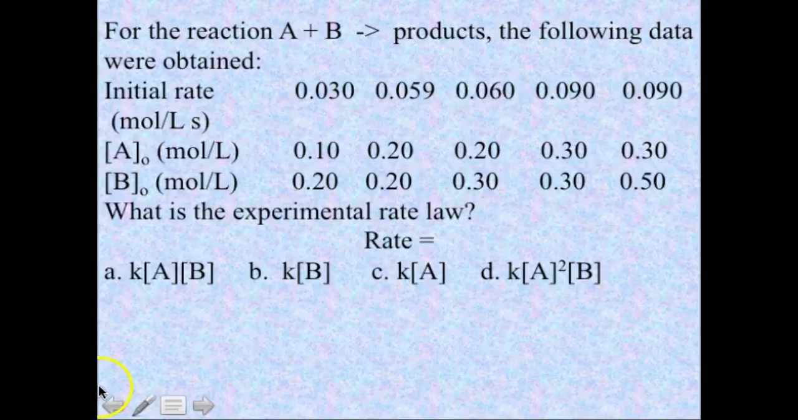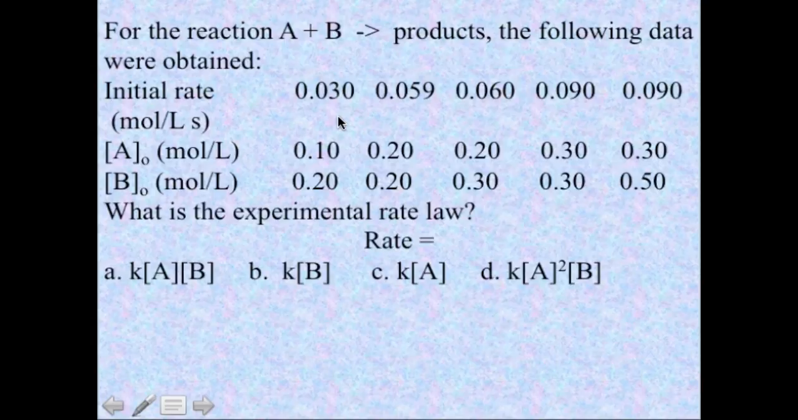Okay, let's see if you can do this one. It's written a little bit differently than the previous one, but see if you can figure it out. Here are concentrations of A and B. As we go across, we get to the different trials in the vertical column. Can you figure out what the experimental rate law is? Is it A, B, C, or D? Turn your playback off, try it, and come back.